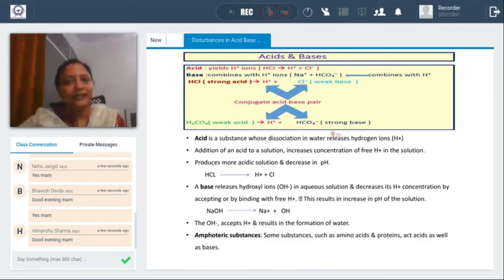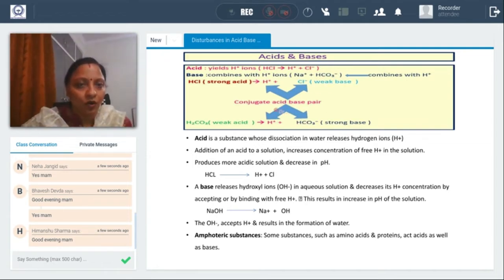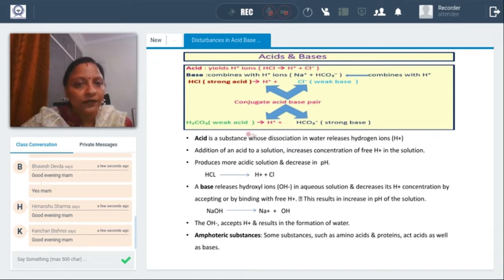So, what are the acids and bases? You all know acid yields H plus ion. HCl gives H plus and Cl minus. Base always yields hydroxyl or OH minus ions, or we can say combines with hydrogen ions. Like this, strong acid HCl gives H plus and Cl minus. This is a strong acid. It gives a weak base, that is called a conjugate acid-base pair. Likewise, H2CO3, a weak acid, dissociates and gives H plus and HCO3 minus, that is a strong base, bicarbonate. Am I audible to all of you?